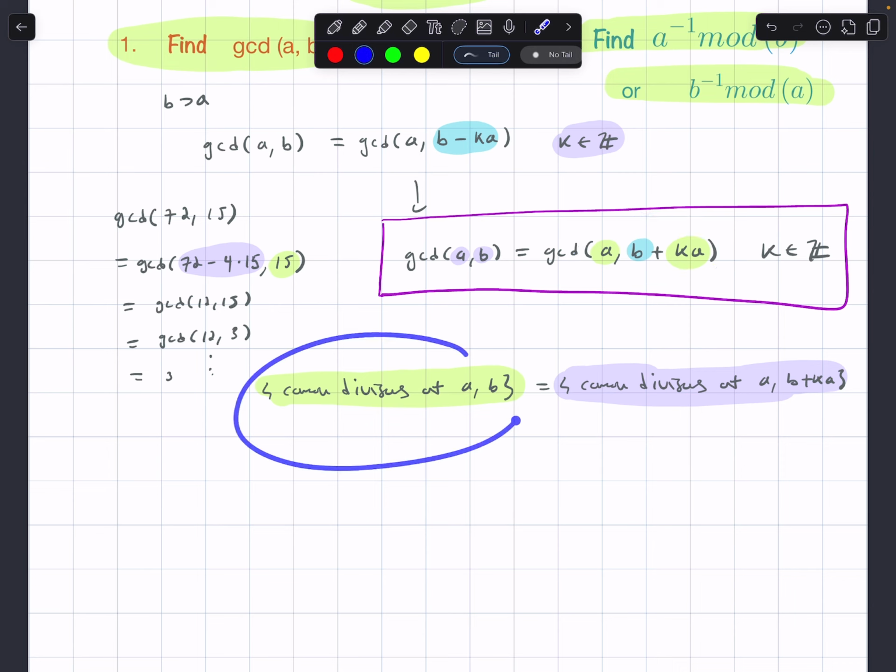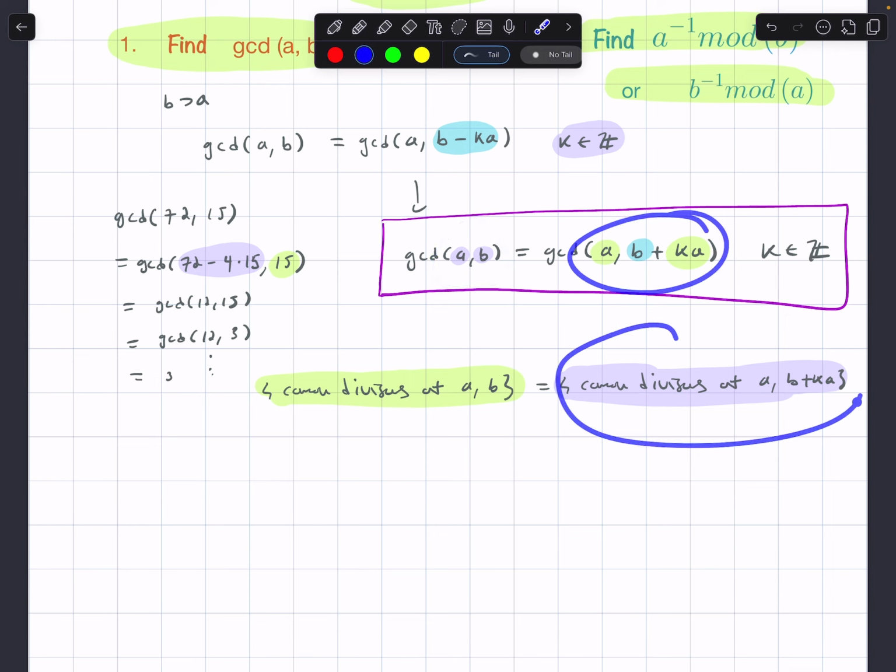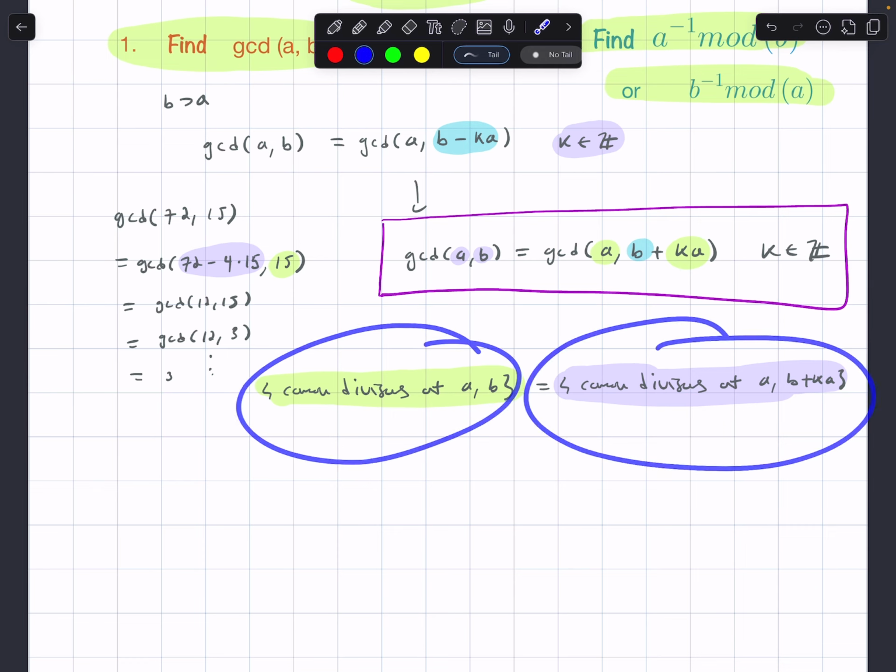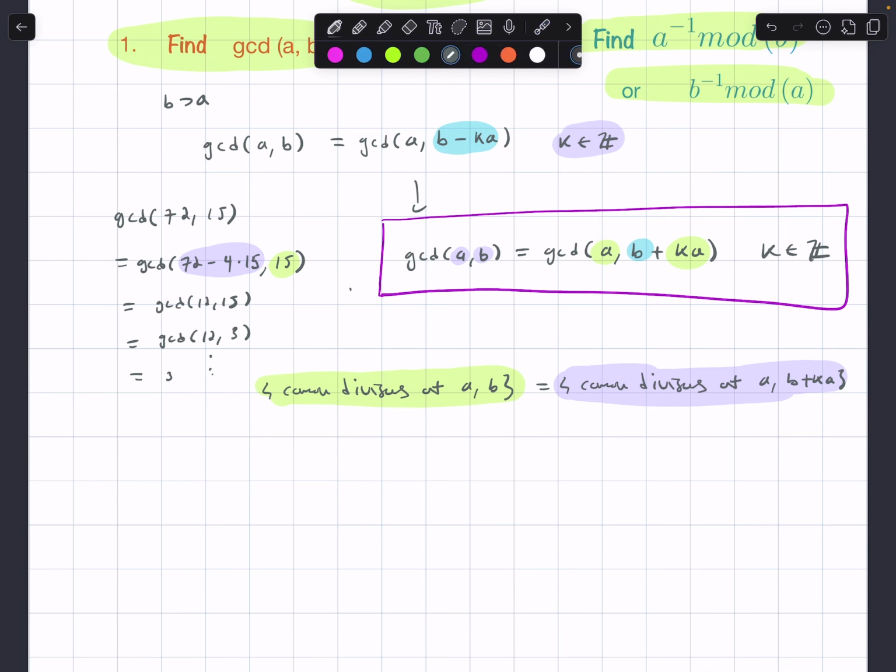And so when we find out that the set of common divisors of a and b is the same as the common divisors of a and b plus k times a, well, then the greatest common divisor is just the largest element of this set, which is the same as the largest element of that set, because they're the same set. So let's start by assuming that d divides a and d divides b.